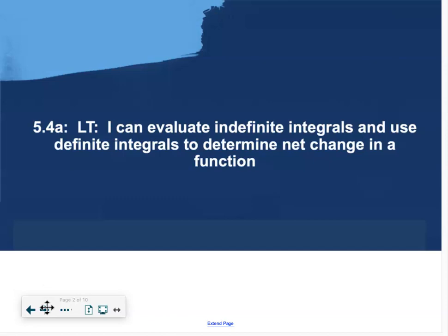You could just say indefinite integrals and net change. Or you could call it indefinite integrals and applications. Okay.